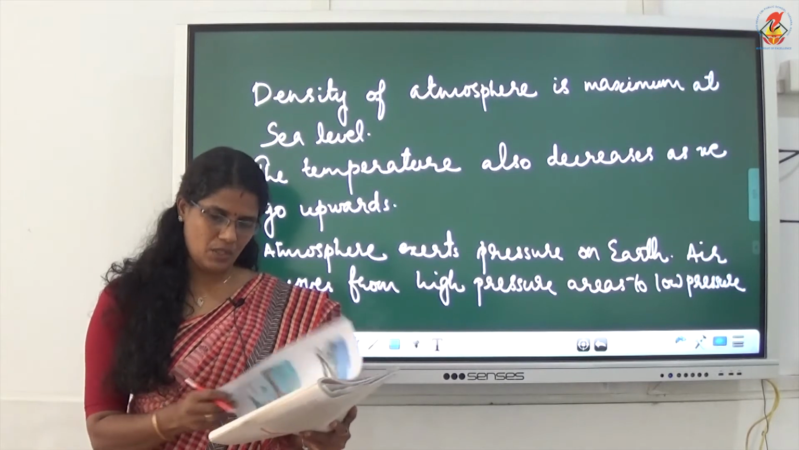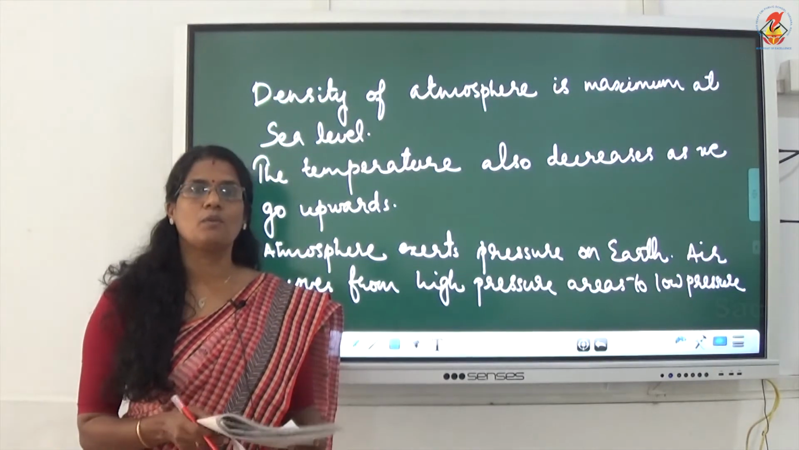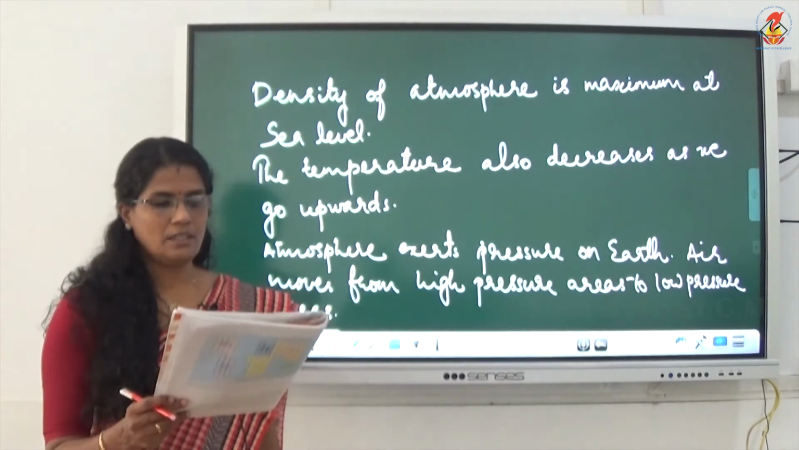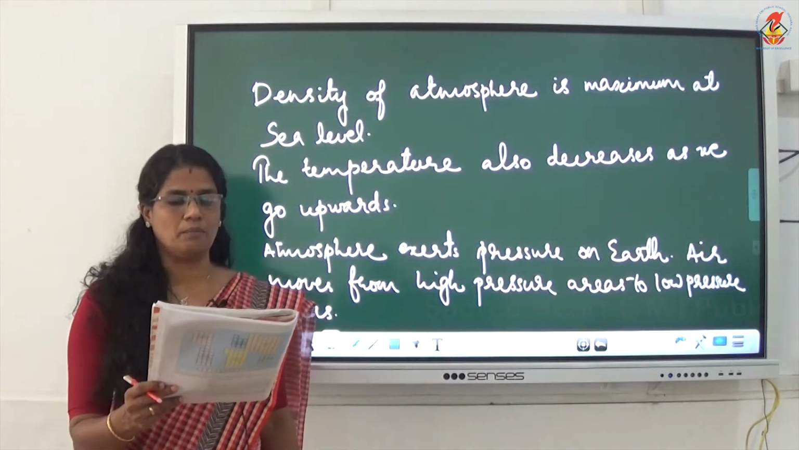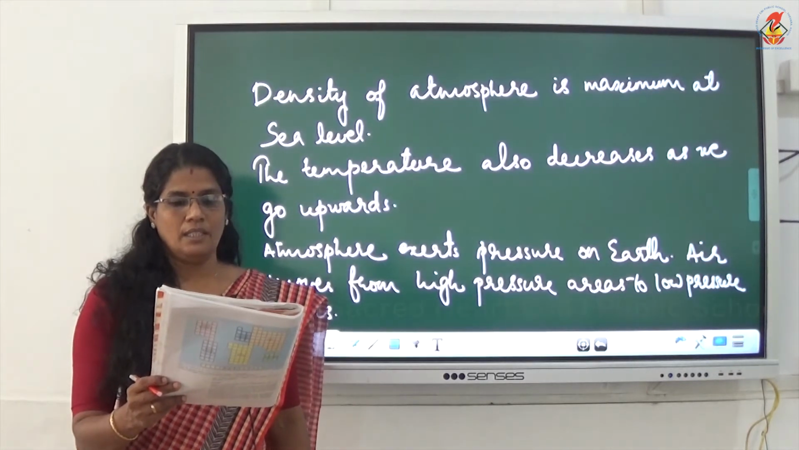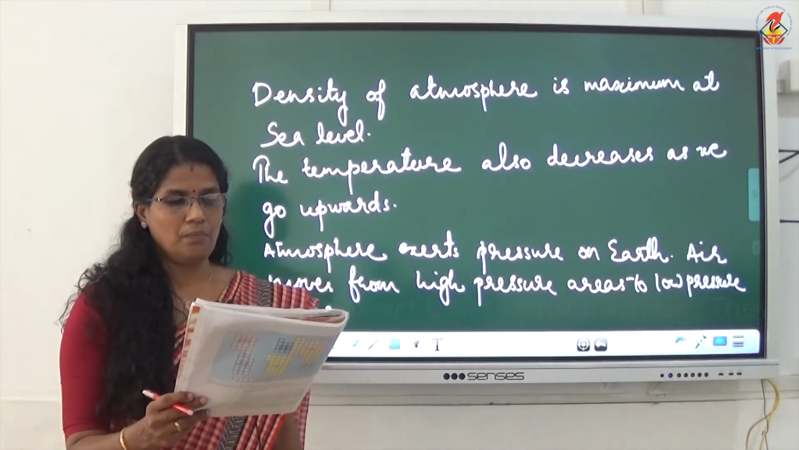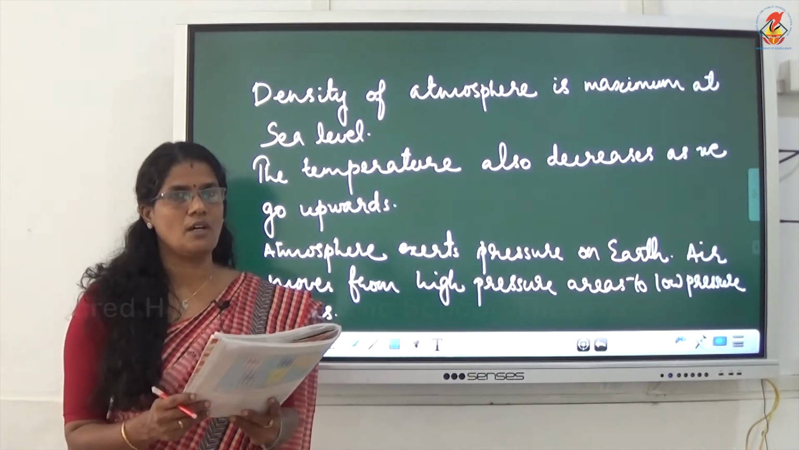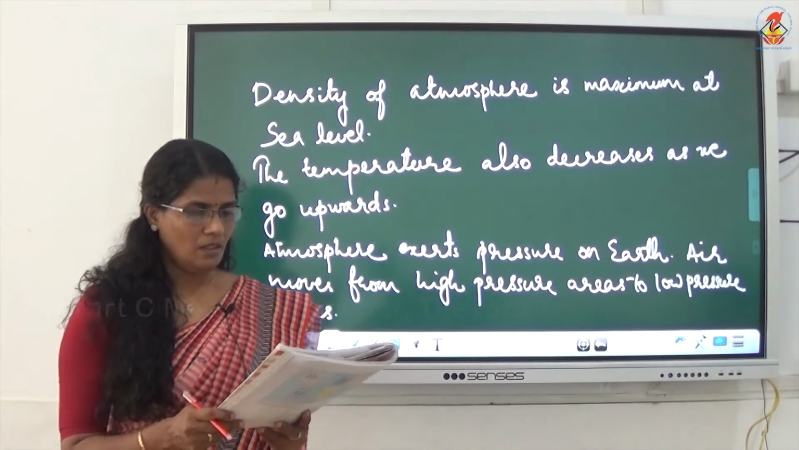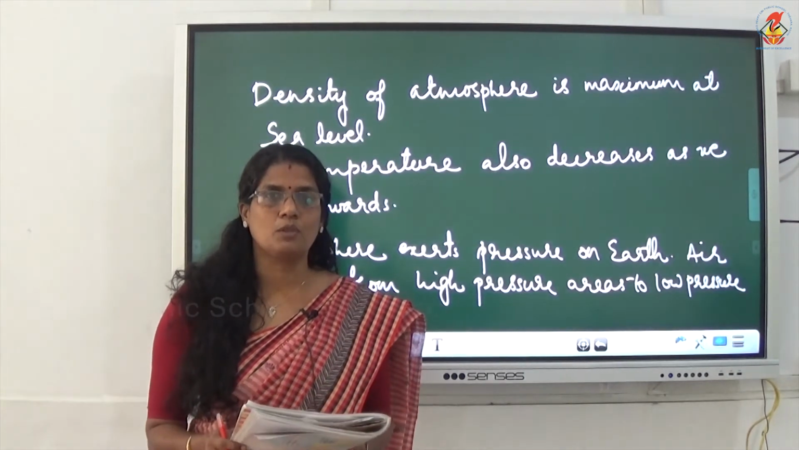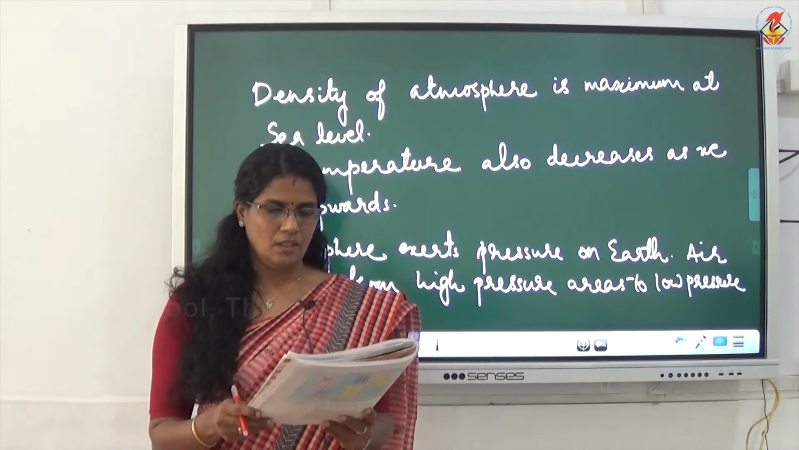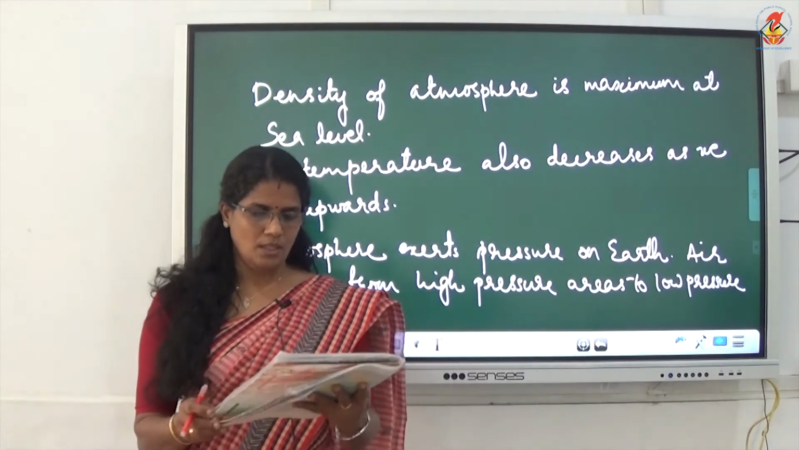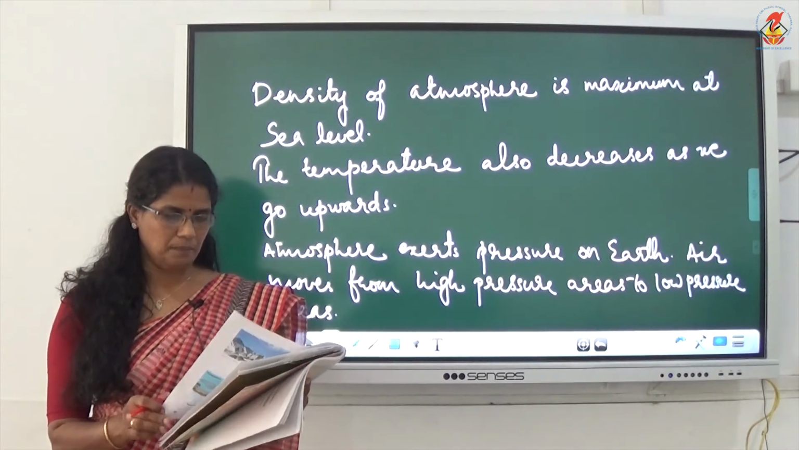So, children, take page number 35, atmosphere. You have to underline the first point. The earth is surrounded by a layer of gas called atmosphere. Then it provides us with the air we breathe and protects us from the harmful rays of the sun. Uses of atmosphere, underline that. Now, next point, the atmosphere extends up to 1600 kilometers. Five layers, underline: troposphere, stratosphere, mesosphere, thermosphere and exosphere.